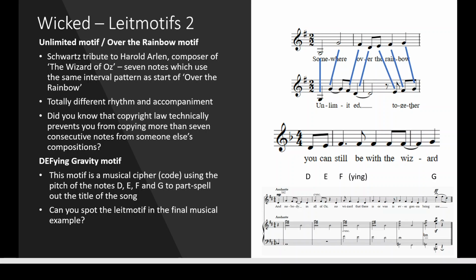So that's one there. The next one is the use of what's called a cipher or a code, and that's how Stephen Schwartz has hidden in parts of Defying Gravity the notes D, E, F, G, and he's hidden it into the melody and made a leitmotif out of those letters, the D, the E, the F and the G. So the phrase in the intro, "You can still be with the wizard," is an example of that.